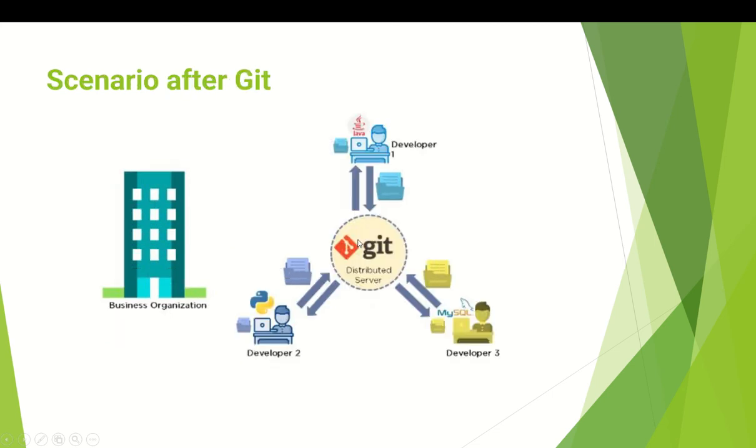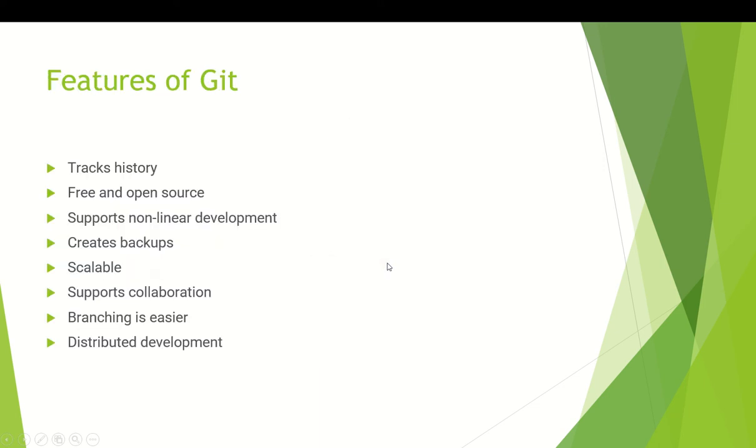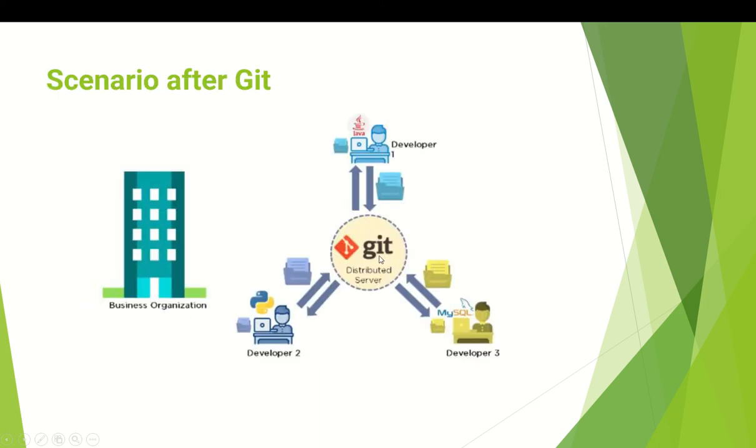So after Git, when Git came into the picture, if you see here, Git is a distributed version control system. So the advantage is every developer has the entire code on their own system. They will have their own code on the system, and they can push it to the Git distributed server, and that can be accessed at the same time.